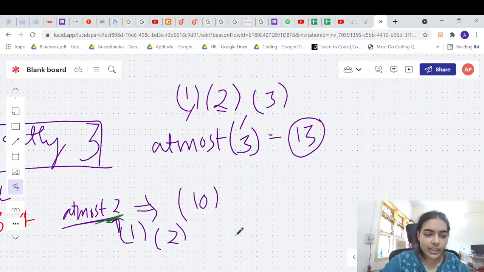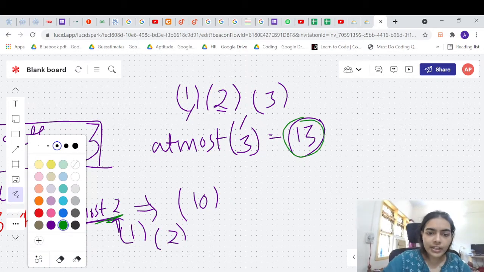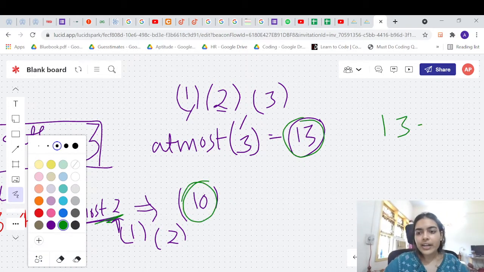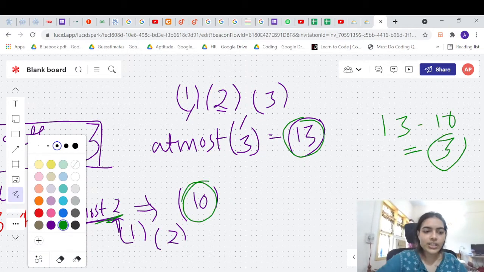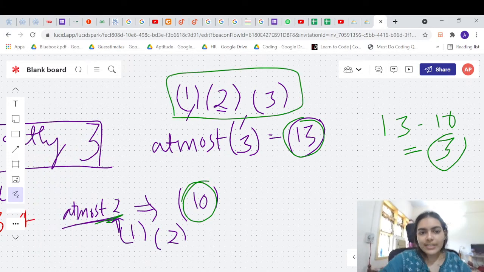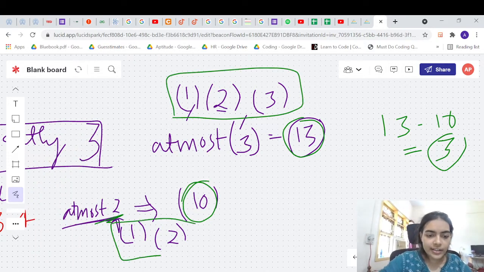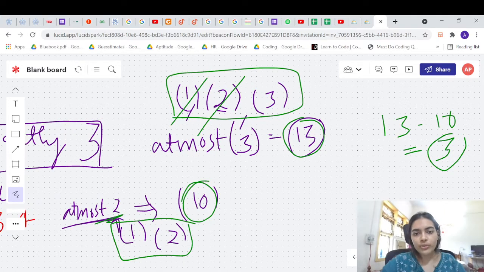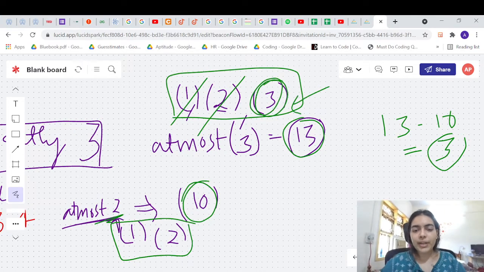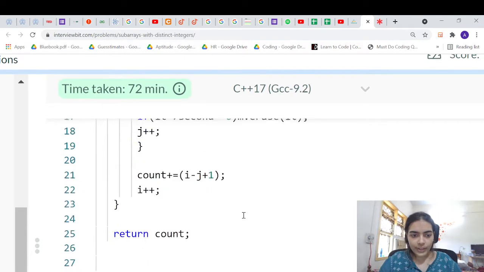So from 13, if you subtract 10, 13 minus 10 is 3. 3 will be your answer because 13 includes all these 3 types, and 10 includes only these 2 types. So if you remove these 2 types, you will get the subarrays which are having only exactly 3 distinct integers. So that will be 3. Okay, so let us now go forward to coding this question.